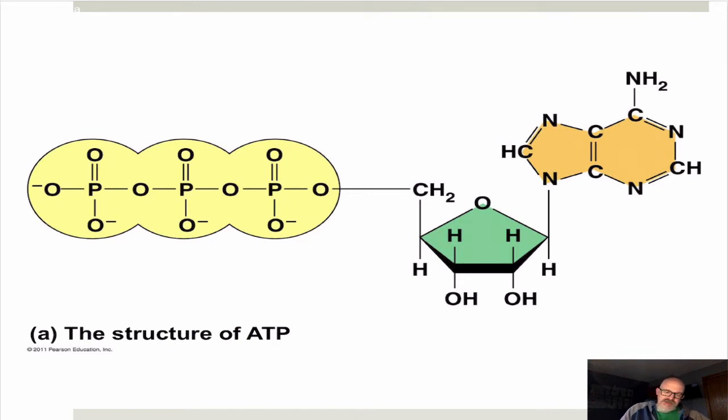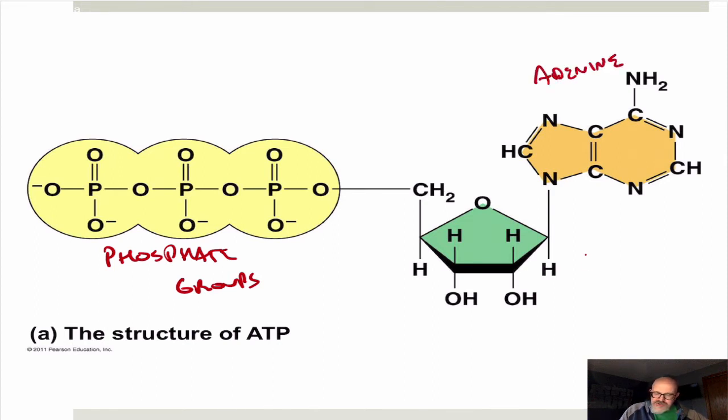So ATP is made up of 3 phosphate groups. That's the TP, the triphosphate. So we've got our phosphate groups. And then attached to that, you have the A of the ATP, which is adenine. And you have a sugar. In this case, it is ribose. So those 3 parts make up ATP, adenosine triphosphate.